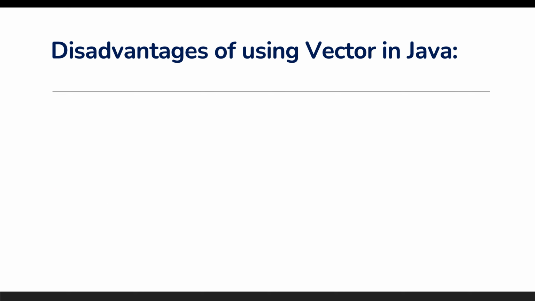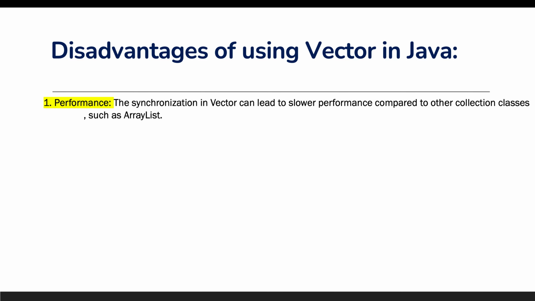Next we want to discuss the disadvantages of using the vector class in Java. What are the disadvantages? First is performance. As we know, synchronization in vector can lead to slower performance compared to other collection classes such as ArrayList, because only one thread can perform the operation at a time. That's why it has slower performance compared to ArrayList, because ArrayList is non-synchronized.